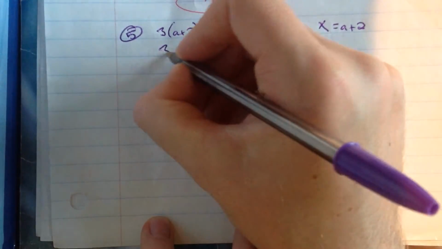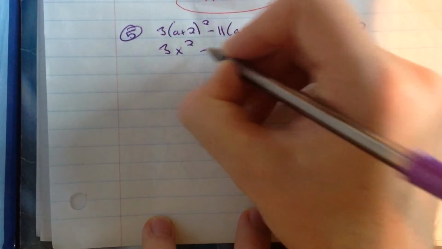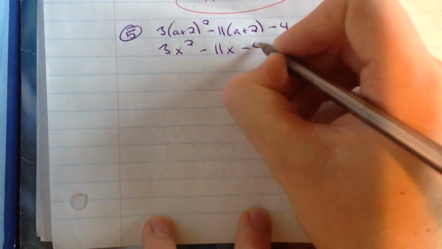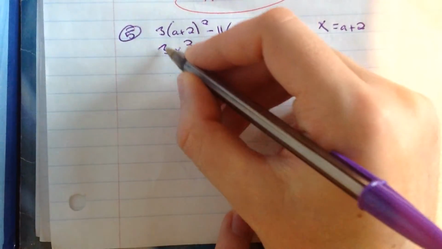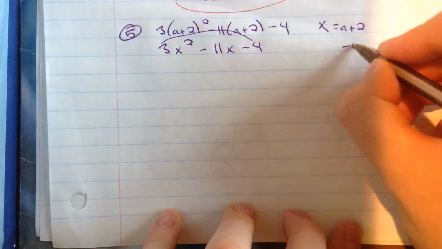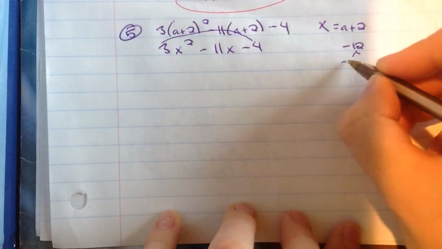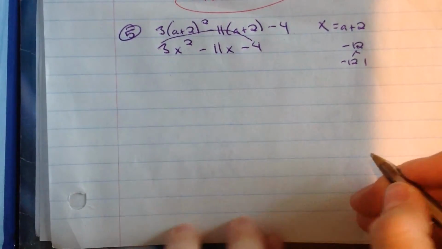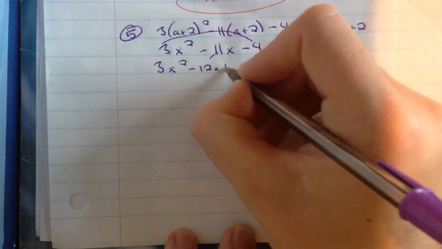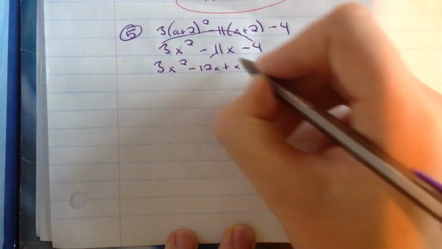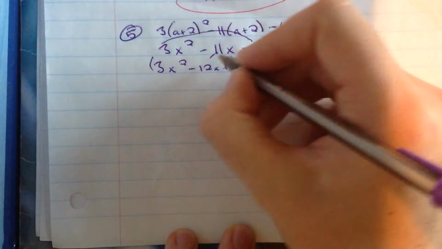And then we make a substitution. So we say 3x squared minus 11x minus 4. And it's something we're more familiar with. So then what we do is say, okay, I want factors of negative 12 to add to equal negative 11. Well, that's negative 12 and positive 1. So I have 3x squared minus 12x plus x minus 4. Group in pairs.